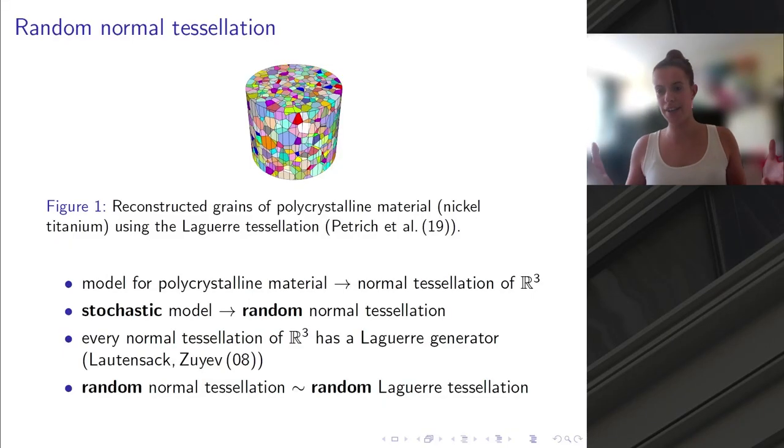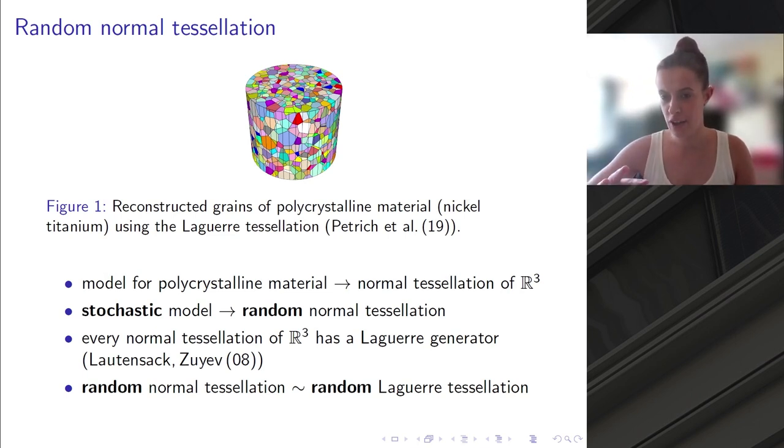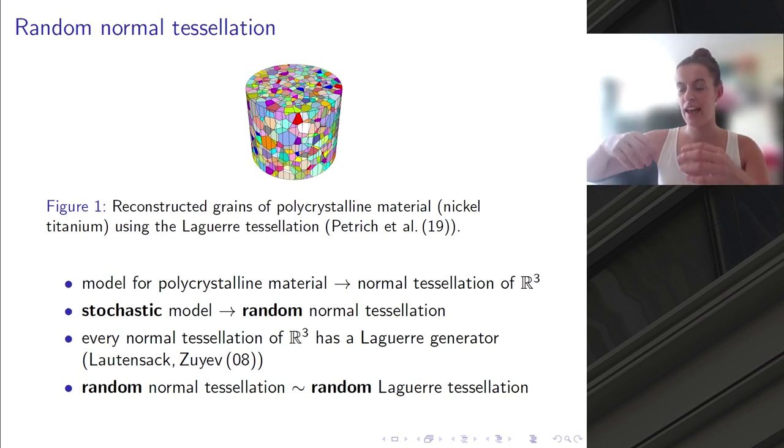A tessellation of R^d means that we have cells. They are bounded, convex. They have non-empty interior, and their interiors are disjoint. So this is a general definition of tessellation. And then the normality, what it means in R^3, is that each of the vertices of the cell is an intersection of exactly four cells. For the edges, it means that they are in the intersection of exactly three cells. And then each of the faces is shared by two cells. So this is the normality. And this is what appears in nature. So that is why we want normal tessellations, because this is how the cells behave in the materials that we want to model. Yes, thank you.